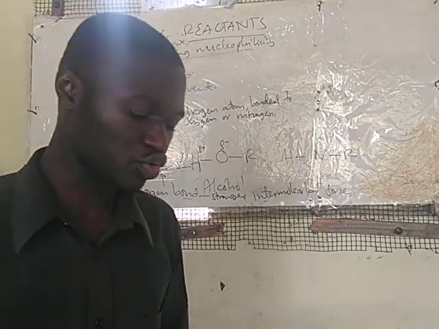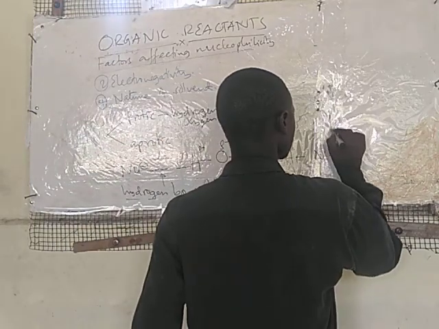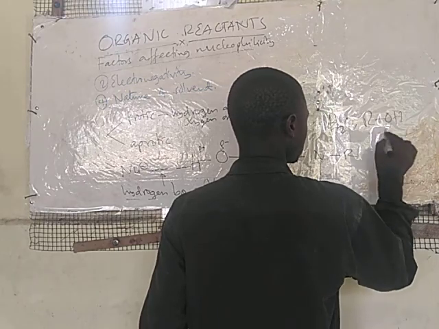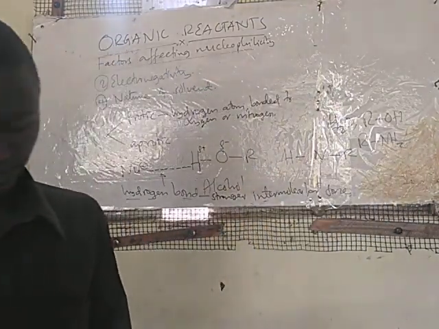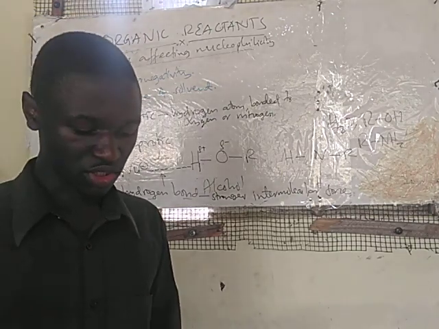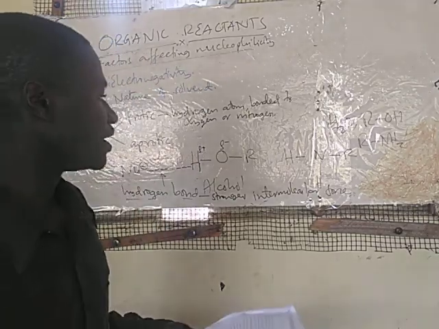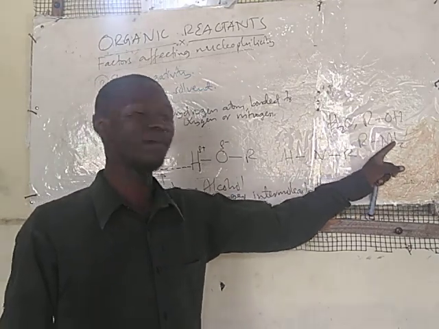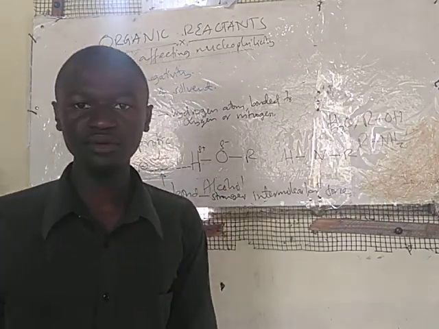Examples of protic solvents include water, ROH, and RNH2. All of these are examples of protic solvents. Water is inorganic, while this one is an alcohol and this one is an amine. So water is inorganic, while amine and alcohol are organic.